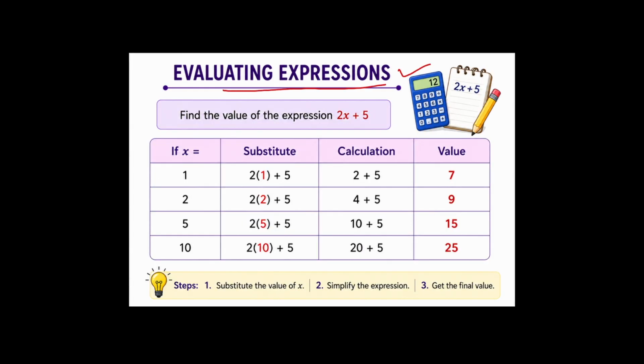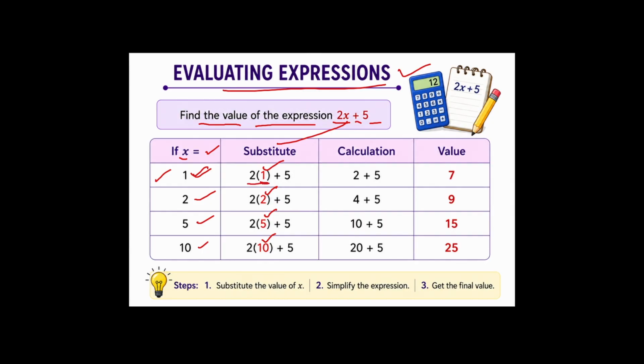Evaluating expressions. Find the value of the expression 2 times x plus 5. Here for x we can give any value: 1, 2, 5, 10, any value. Whatever value we give to x, in place of x we substitute the same value. Here as we have given the value 1, x is substituted by 1, here by 2, here by 5, here by 10, and accordingly we then calculate.